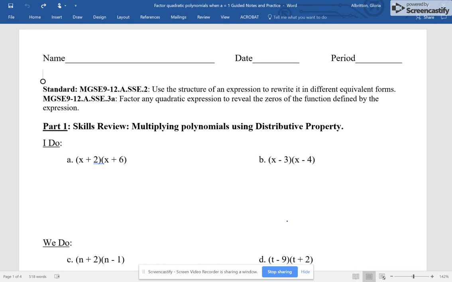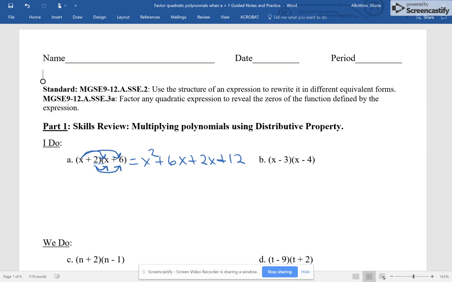So I distribute the first x times each of the terms inside the second parentheses. So essentially, I'm multiplying x times x, which equals x squared, and then x times 6, which is 6x. Next, I'm going to distribute the 2 times the x and the 2 times the 6. 2 times x is 2x. 2 times 6 is 12.